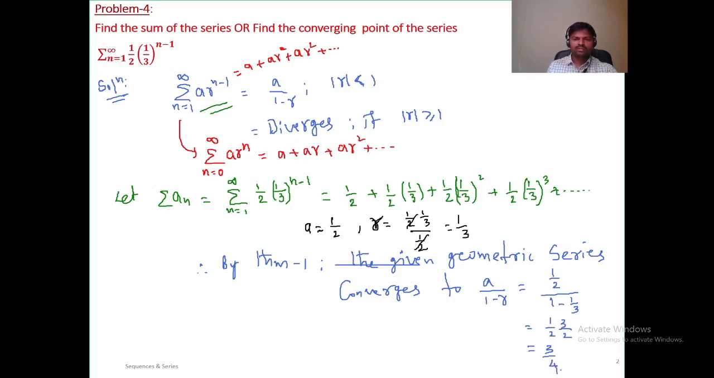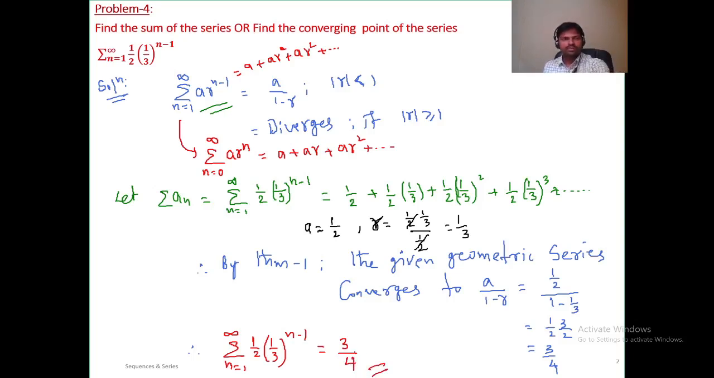Therefore the given series converges to 3 by 4. So, the final conclusion: the summation, n running from 1 to infinity, of 1 upon 2 times 1 third raised to n minus 1, is how much? 3 by 4. So the given series converges to 3 by 4.